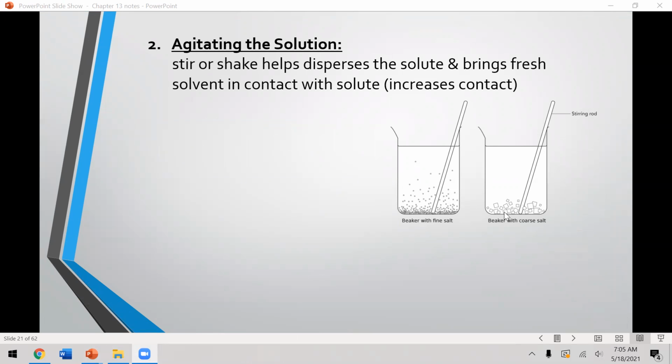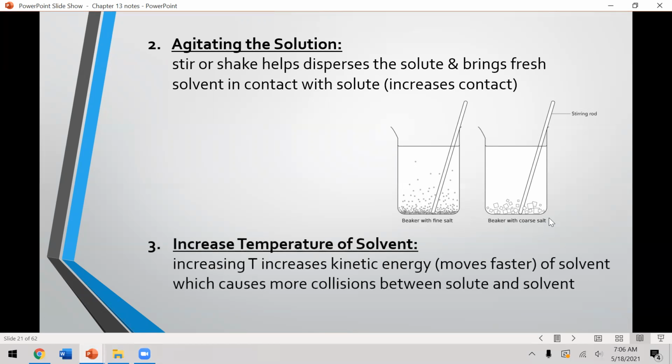But you could also just have coarse salt versus fine salt. So we haven't affected the surface area, but we are going to agitate it. That does also help the rate of dissolution because you're bringing more solute into fresh solvent that doesn't have anything dissolved in it yet. You're basically, once again, increasing the contact. Now, if you grind it up into a powder and agitate, that's an even better way to increase the rate of dissolution. You could also increase the temperature of the solvent.